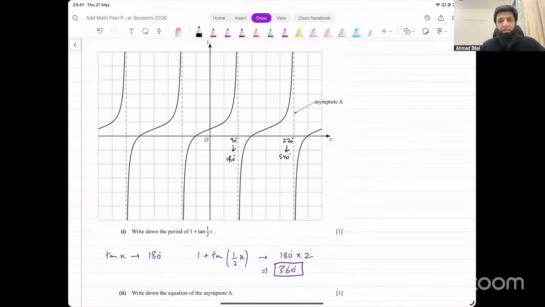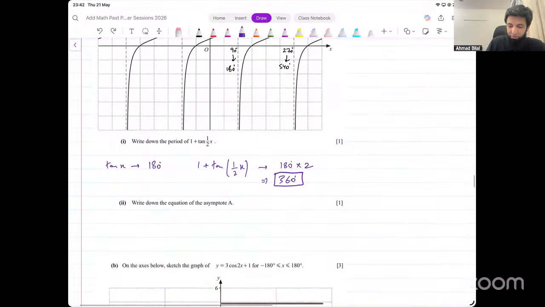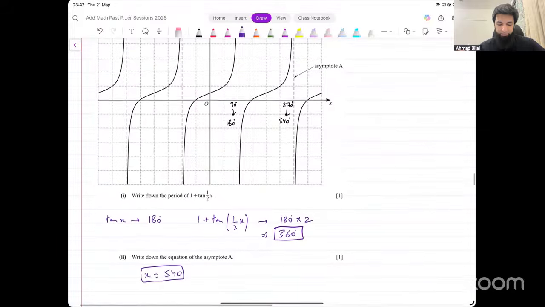Okay, because the period is getting multiplied by 2. So all the x values get multiplied by 2. The asymptote that was at 270 earlier, now that is going to be at 540. That's what you write down there. What's the equation of that asymptote? It's a vertical line. X equals 540. That's the equation of that asymptote.